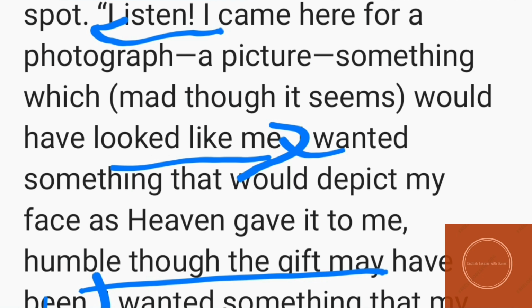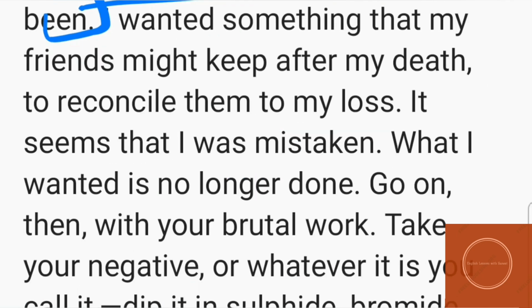I wanted something that my friends might keep after my death, to reconcile them to my loss. Means I wanted something that my friends could keep with them after I am gone, means after I am dead. I wanted that photograph that my friends could keep with them, to just reconcile with me, to just miss me. So that is the photograph that he wanted. So these are the reasons that he is stating why he needed the photograph. So you can note down the reasons, I'll also mark them.